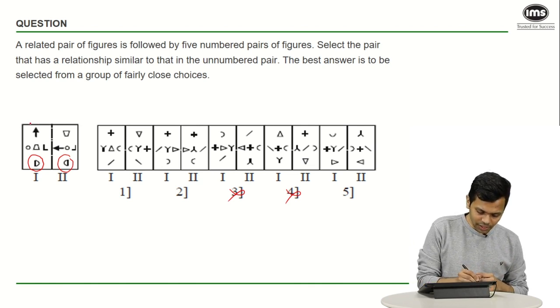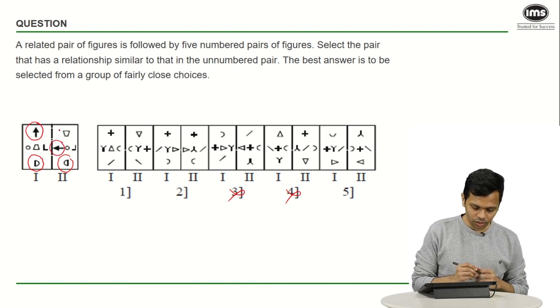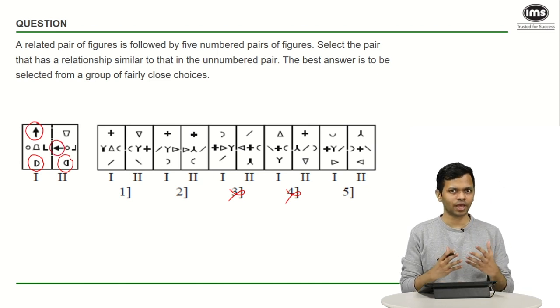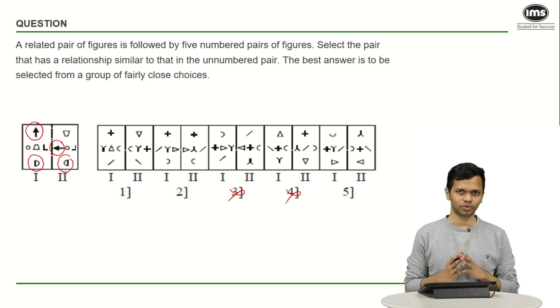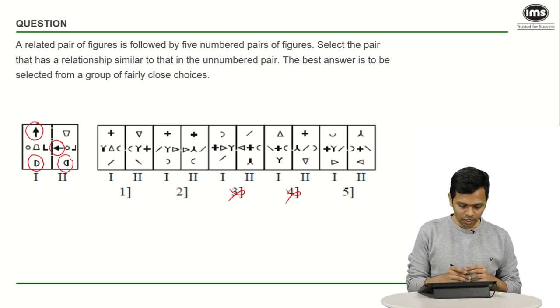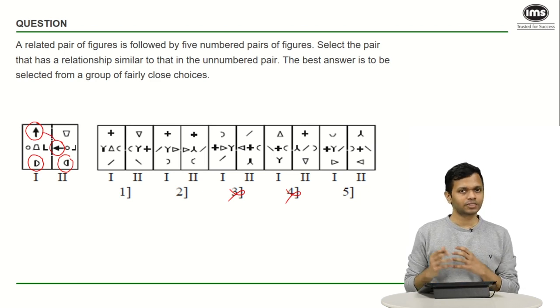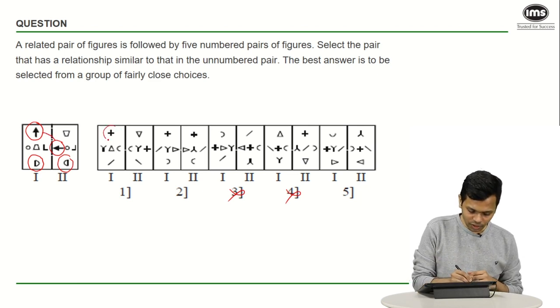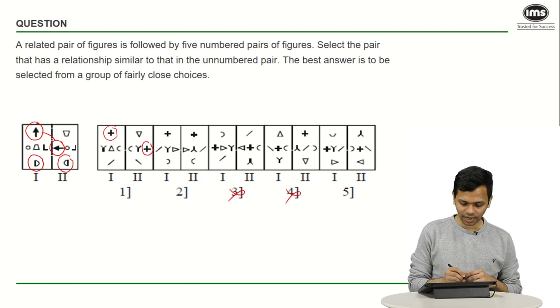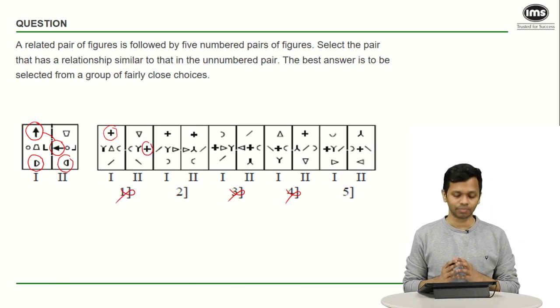Now let's talk about this arrow. From a 12 o'clock position where the arrow is pointing, it is going to a 9 o'clock position. So this is like a 90 degrees anti-clockwise movement. So I'm going to find where this is happening. If I look at the first one, the plus sign actually goes at the end. So this is something that I can eliminate.